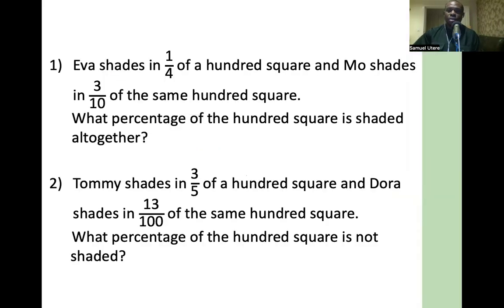Let's look at this example. If Eva shades in 1/4 of 100 square and Mo shades in 3/10 of the same 100 square, what percentage of the 100 square is shaded? Have a think. Would you be able to do this?